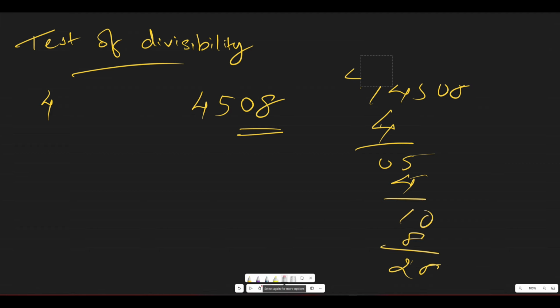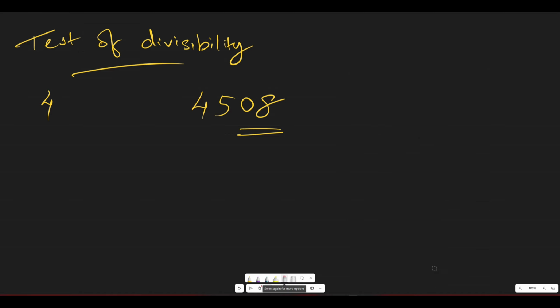I think you guys understand what I said. If the last two digits of a number are divisible by 4, then the particular number will also be divisible by 4. And also, if the last two digits are zeros, then also it will be divisible by 4. I hope you understand.